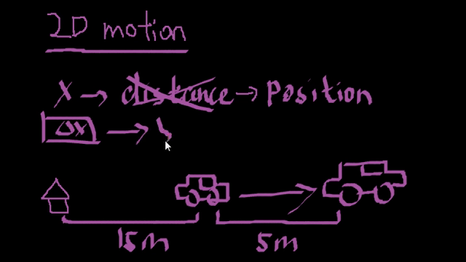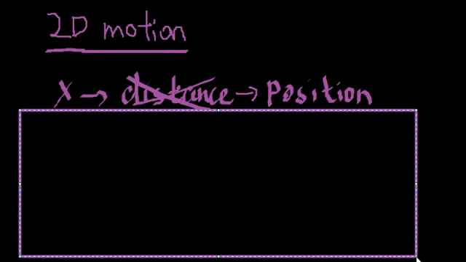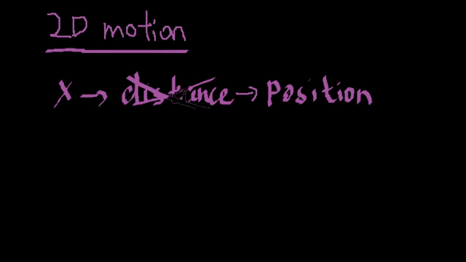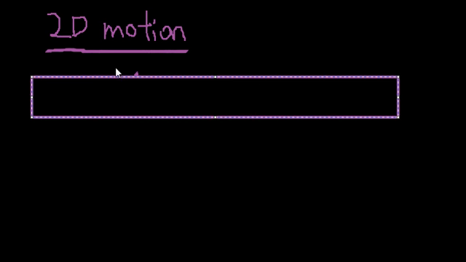So now we're done with distance. Let's talk about velocity. So what is velocity? Velocity is the speed with respect to an observing point.